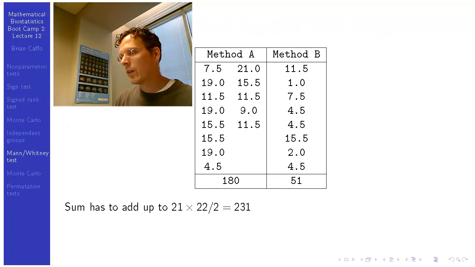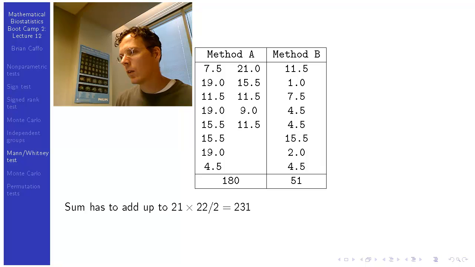So here I show the ranks for method A, the ranks for method B. In case two observations are tied, we give them the average rank and then move on. The sum of the ranks for method A was 180, and the sum of the ranks for method B was 151. By the way, the sum has to add up to 231.